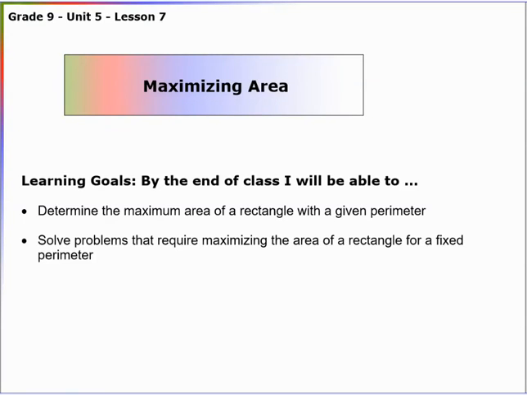Welcome to grade 9 math. We're in unit 5 of measurement and we're starting lesson 7 of maximizing area. By the end of this class, you'll be able to determine the maximum area of a rectangle with the given perimeter, and you'll be able to solve problems that require maximizing an area of a rectangle with a fixed perimeter.